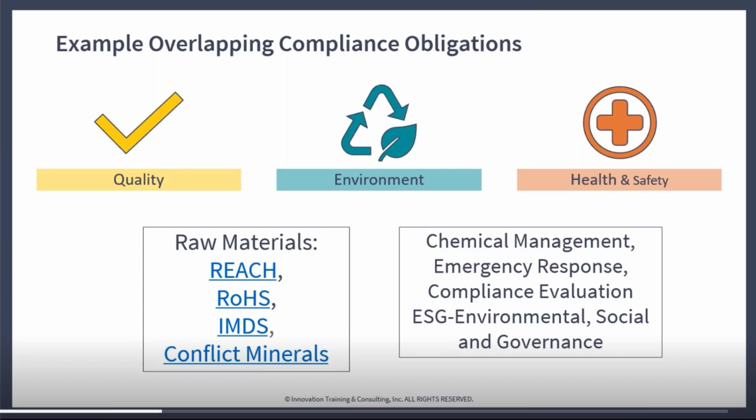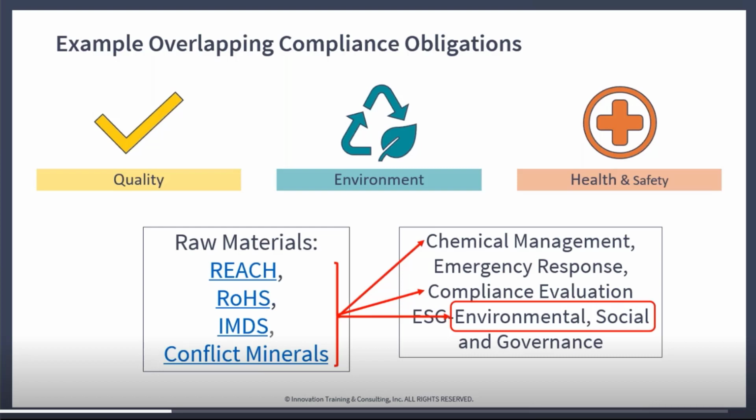And then the IMDS, that's the International Materials Data System that's used in the automotive standard. And then the conflict minerals, that's a US and EU regulation that's interested in 4 materials that are either financing armed conflict or using forced labor to mine them. Now, those raw materials come back in, right, to chemical management, or in this case, you would do the compliance evaluation to verify to your customer you're meeting these requirements. And they also would be related to the environmental and social reporting of the ESG.